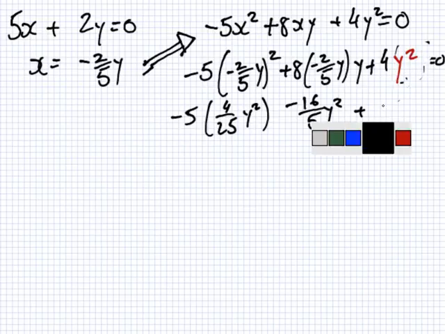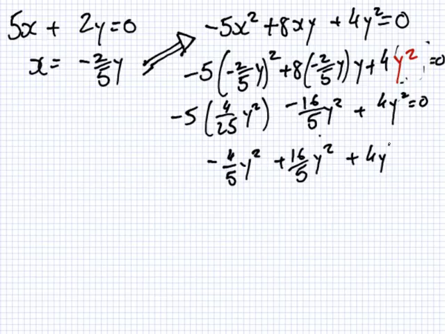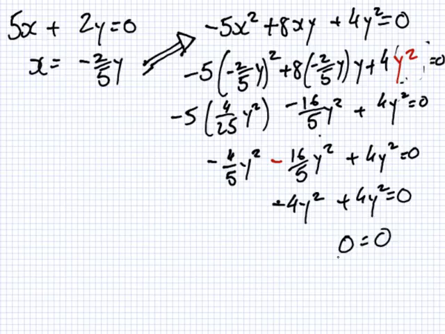Minus 4 over 5y squared, plus 16 over 5y squared, plus 4y squared equals 0. That would be minus 12 over 5? No, it's minus. Oh, sorry, I lost my minus again. Right, so minus 20 over 5 is minus 4y squared, plus 4y squared equals 0. So 0 equals 0.